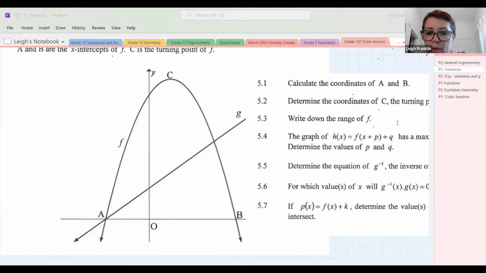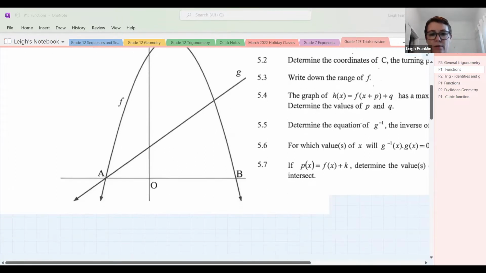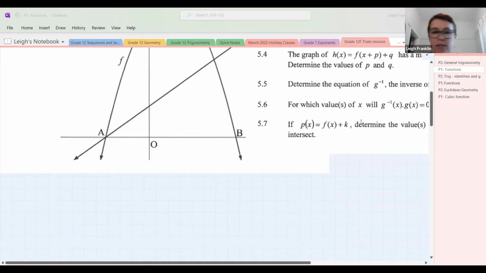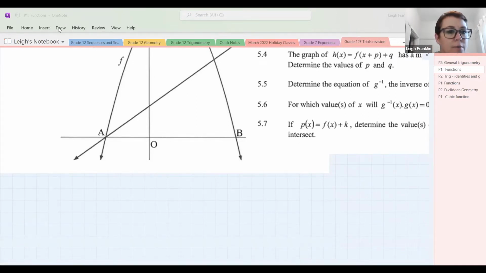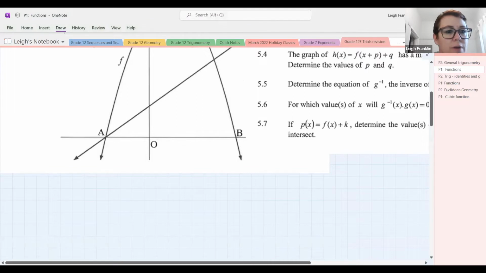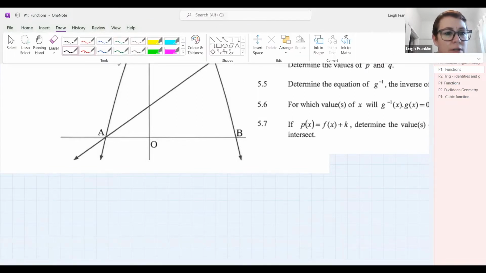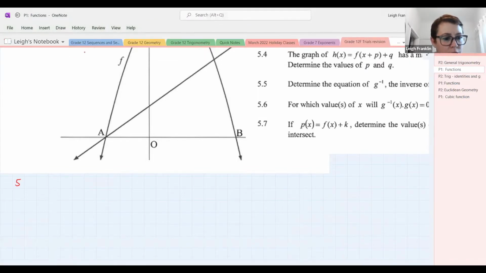Oh, you're on the ball here. You've already worked out the coordinates of the turning point. Okay, all right. It's fine. So let's just do those questions here. All right, so you can go ahead and do that. See if you get the same answers. I'm just doing 5.1 quickly.